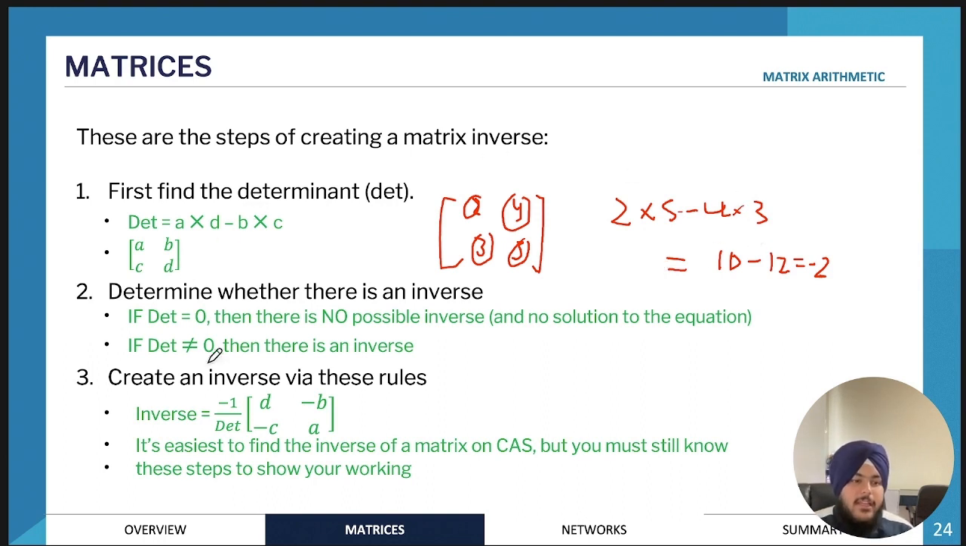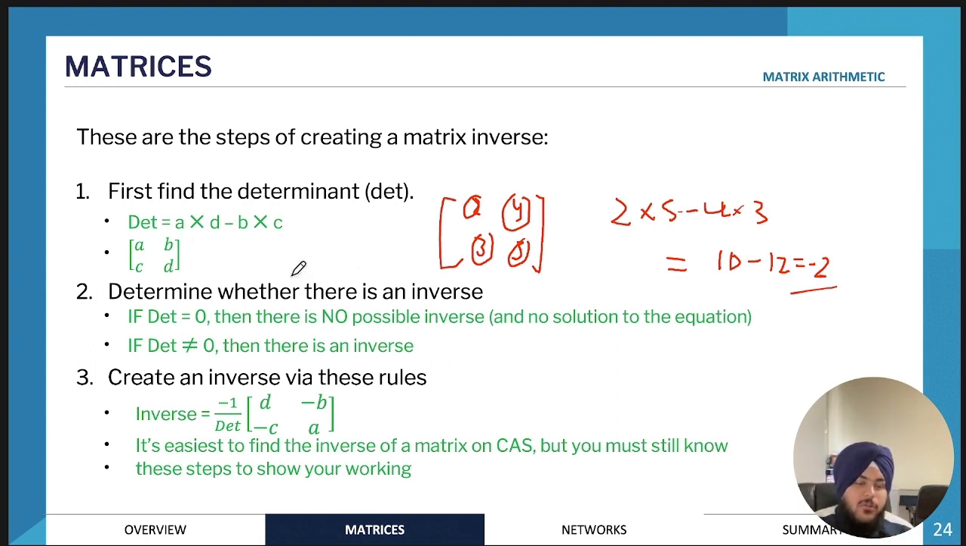And the other thing is if the determinant is not equal to 0, such as in this case where it's equal to negative 2. That means the inverse can be found. And if the inverse can be found, you will be using this formula. VCAA does not expect you to find inverses by hand most of the time, so you will be using your CAS most of the time.